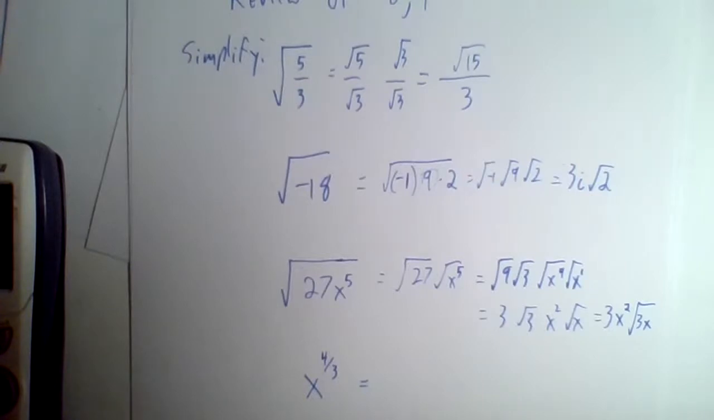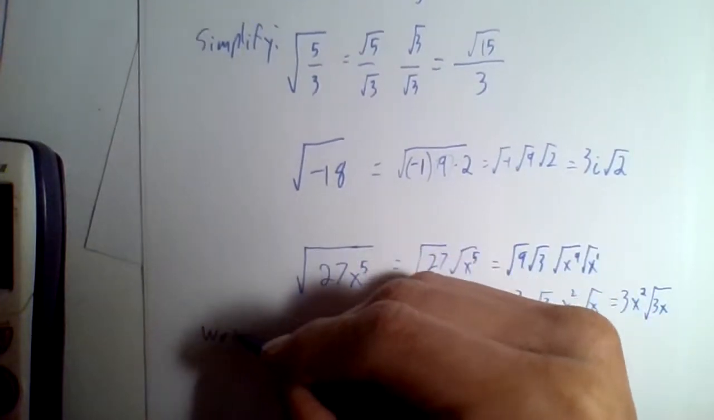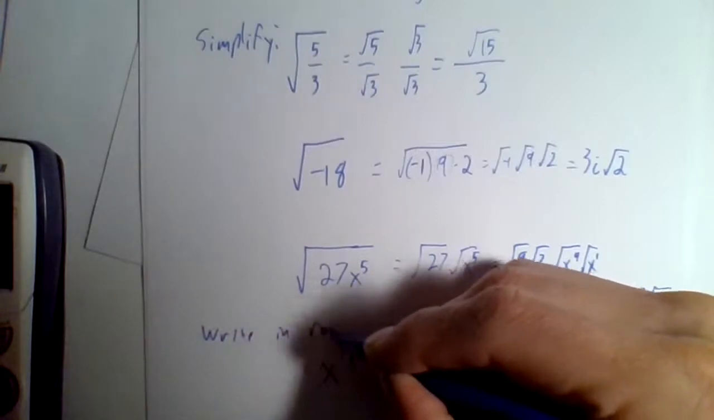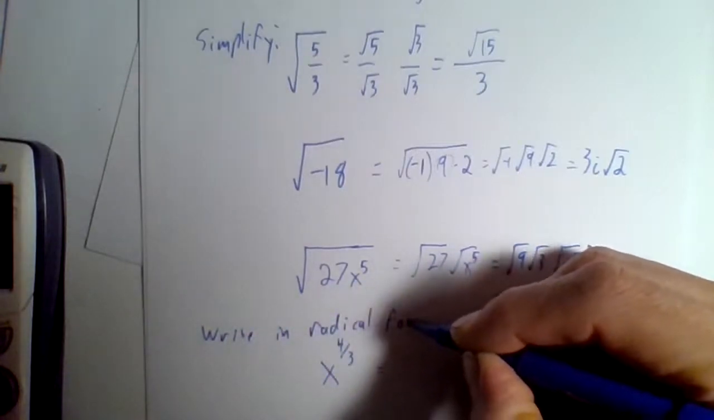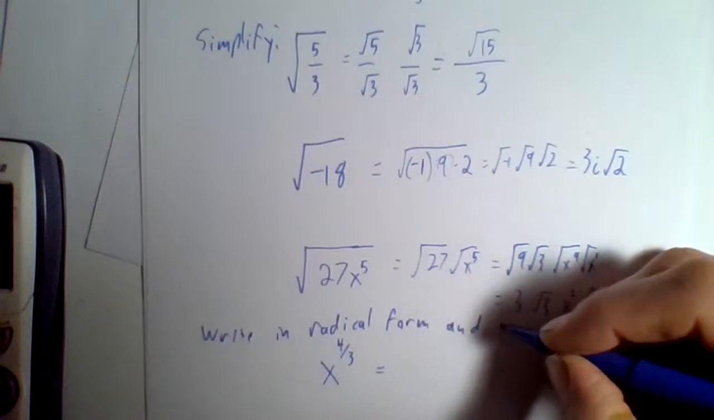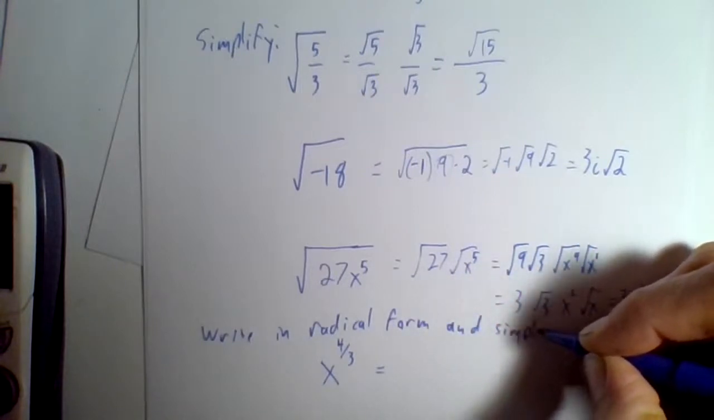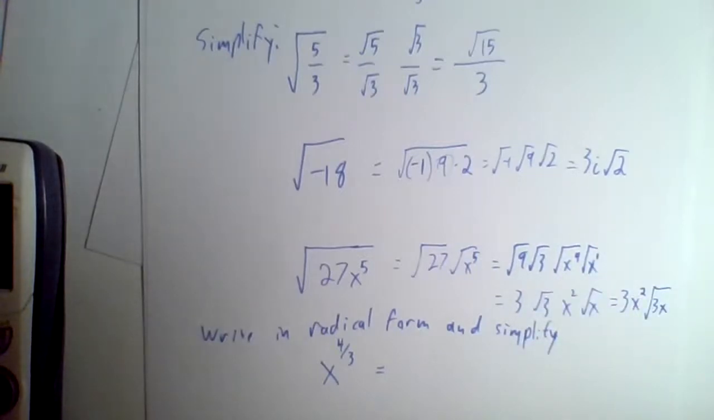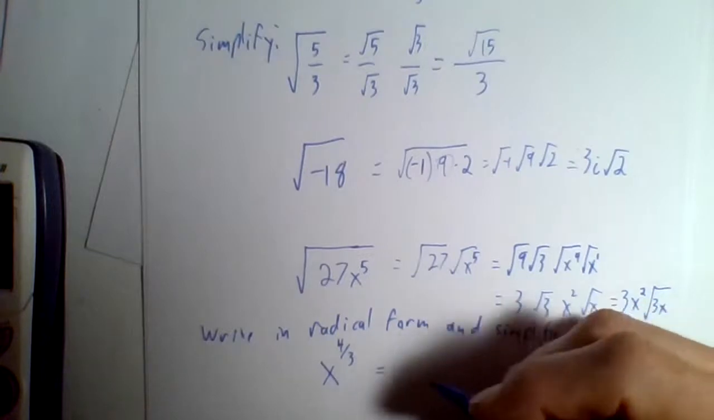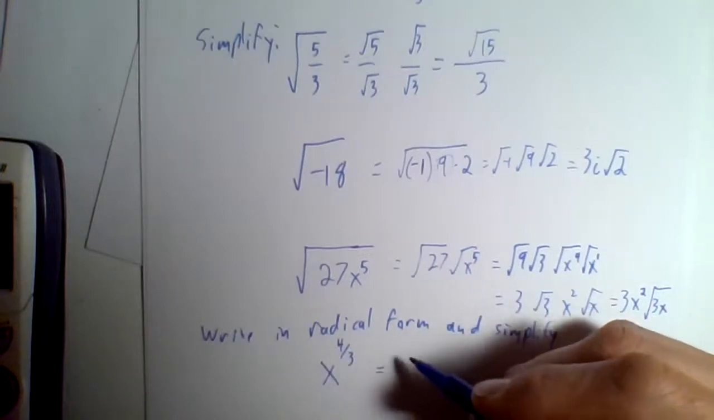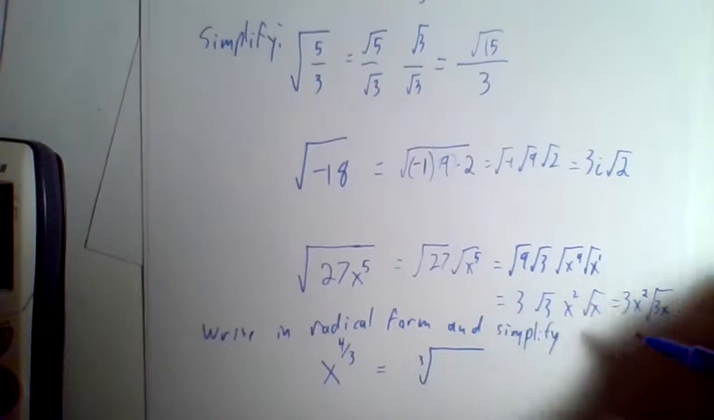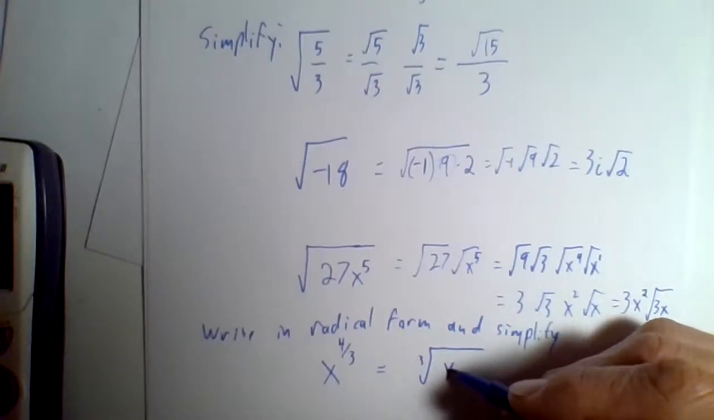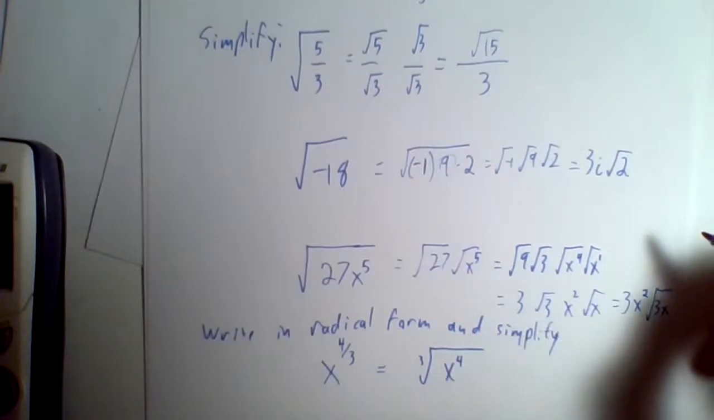These kind of things aren't really simplified, but we can write them in radical form. If it says write in radical form and simplify, then we can do our simplifying also with the radical expression once we have it written that way. So x to the 4/3 looks fine as an exponent thing. But if you write it in radical form, you've got to remember the 3 means that's the type of root that it is, a cube root. And the x to the 4th is inside there. Simplifying that would be a little different.